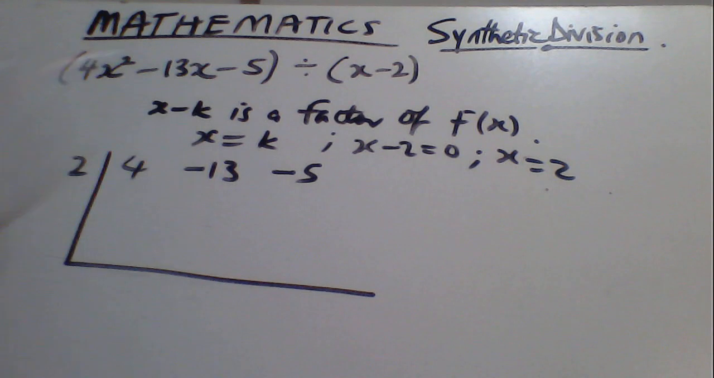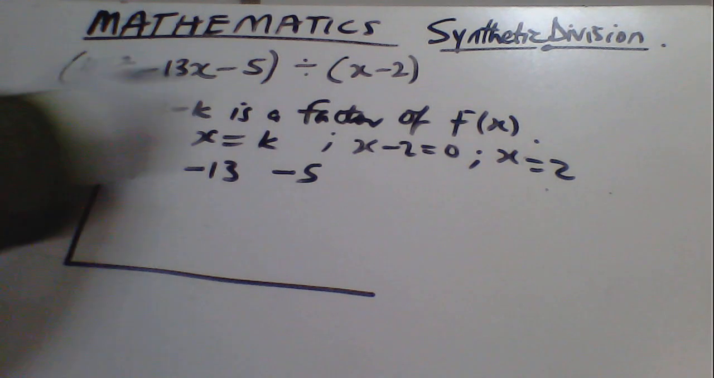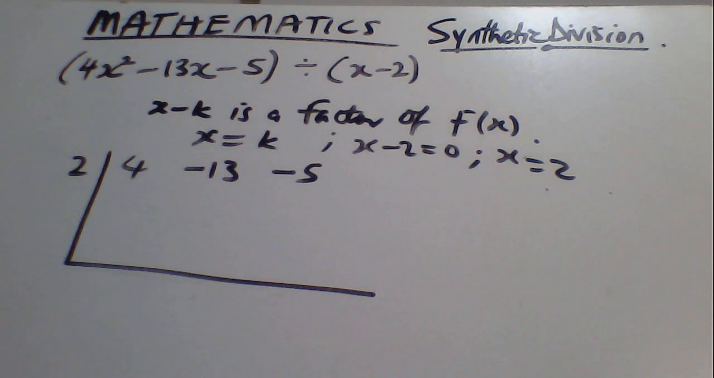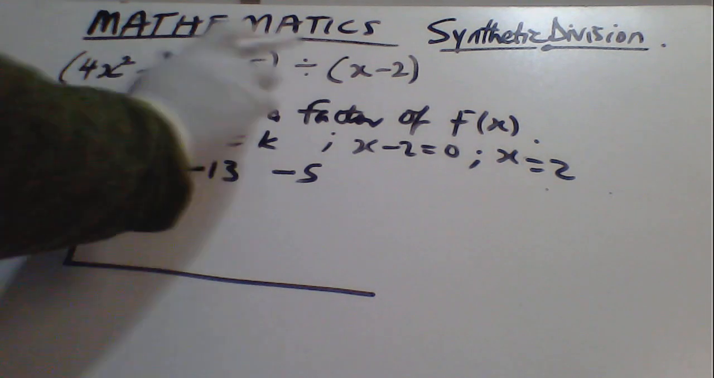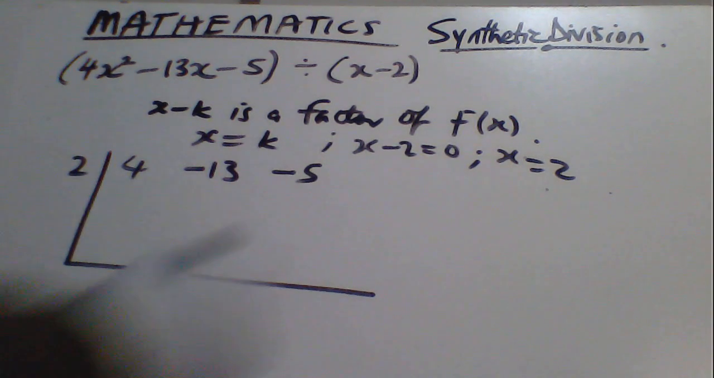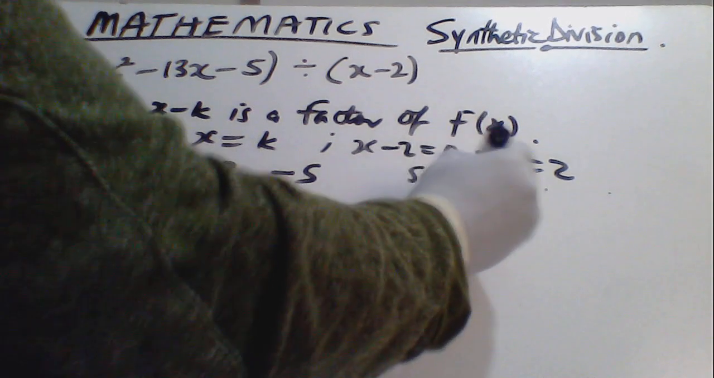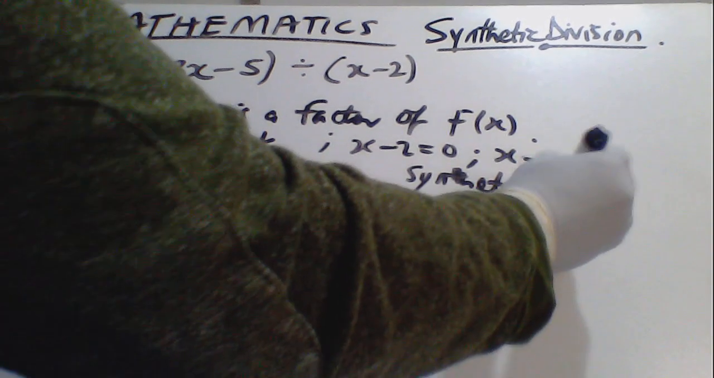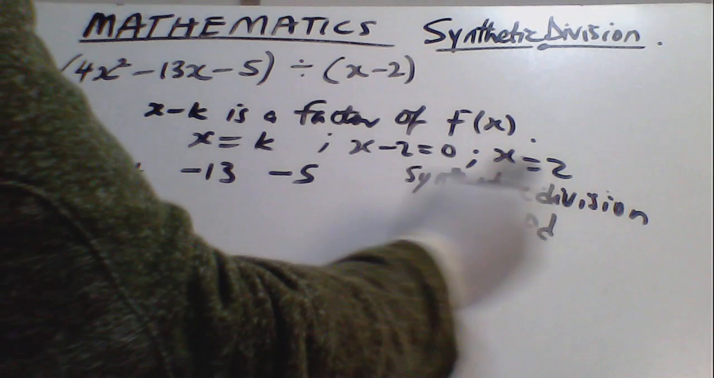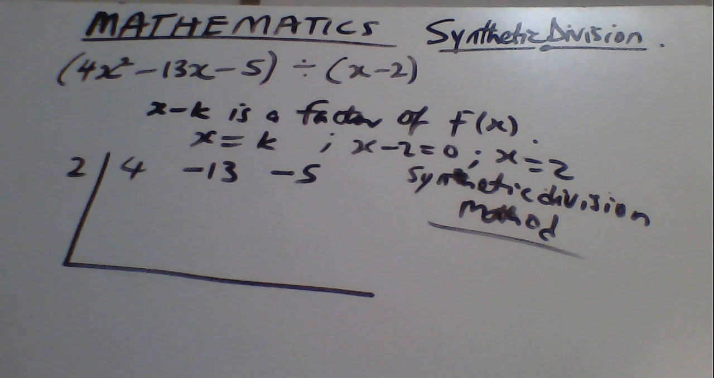So this x minus k is in the binomial form, which is the divisor, and the polynomial is what we have to divide. So in order to apply the synthetic division method, we have to write the coefficients of the dividend, the polynomial, in order of descending exponents, including a term of x whose coefficient is equal to 0.